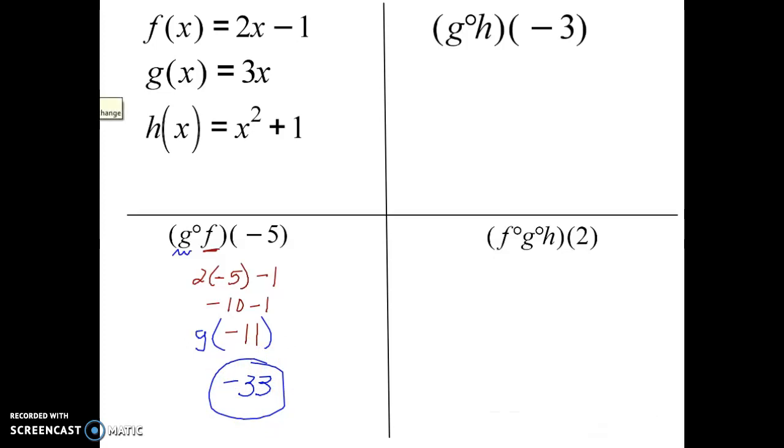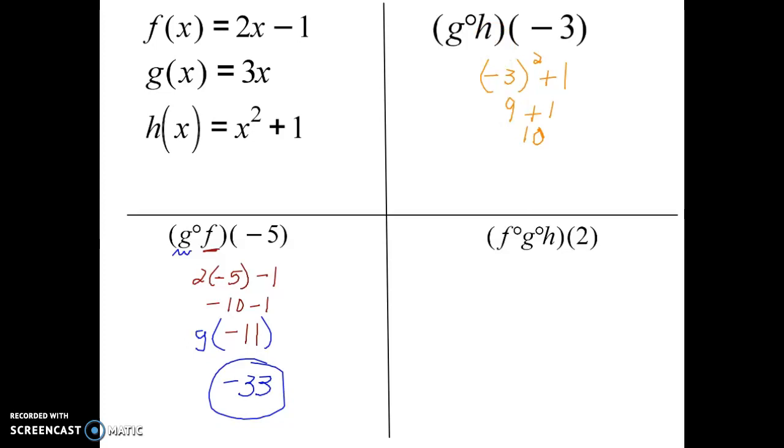The example in the top right corner, I would need to start in the h function. Now be very careful when you substitute negative numbers into a function that has an exponent. This would become a +9. So I would obtain the number 10 just for the h function.